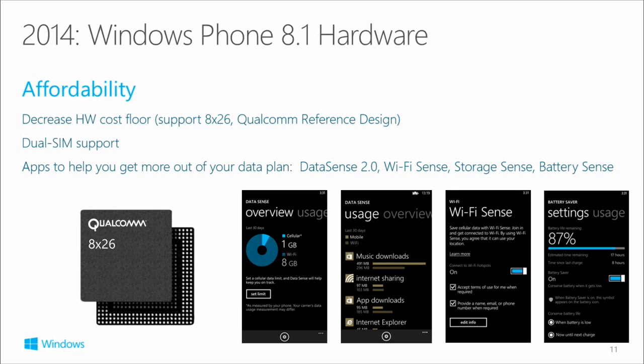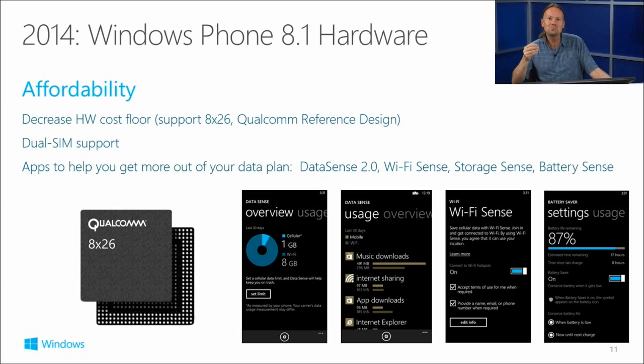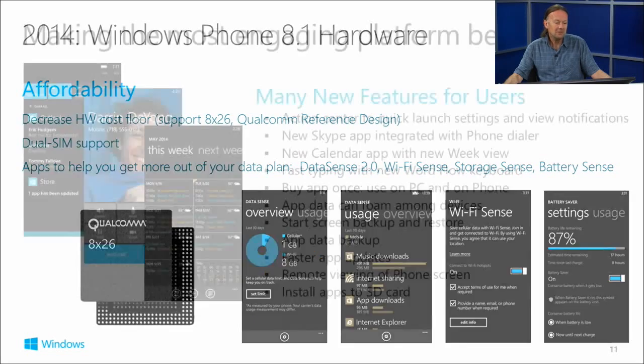We've got dual SIM support, which is really important in certain markets, and loads of apps and a platform that's really aimed at making sure that users feel in control of their data costs. So apps like DataSense, Wi-Fi Sense, which helps you connect to free Wi-Fi services when you're around, and Battery Saver, which shows you which apps are most power hungry, so you can choose to uninstall those that are not being friendly with your battery.